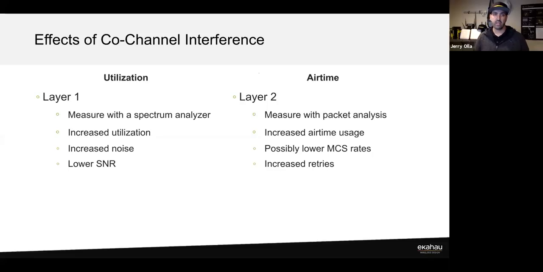So on the layer 1 side, using a spectrum analyzer, we can see an increase of utilization. We can also see things like increase of noise and then lower SNR as part of that. On the layer 2 side, with a packet analyzer, we're going to see increase in airtime usage, as well as potentially lower MCS rates, and then things like increased number of retries, as we were inadvertently demonstrating with the audio issue there of Joel not receiving that transmission from me.